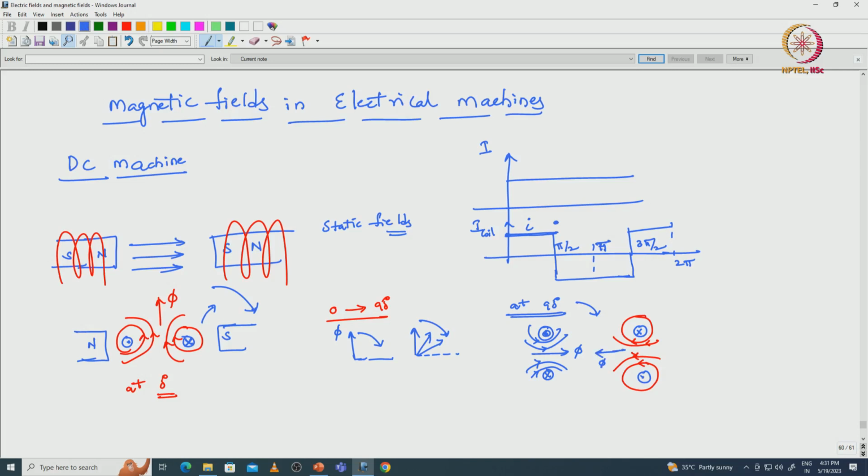Okay. If we draw the resultant flux plot, I am drawing here in an xy plane. At 0 degree the flux vector is at this particular point, and then from 0 to less than 90, 0 to less than 90, what is happening?